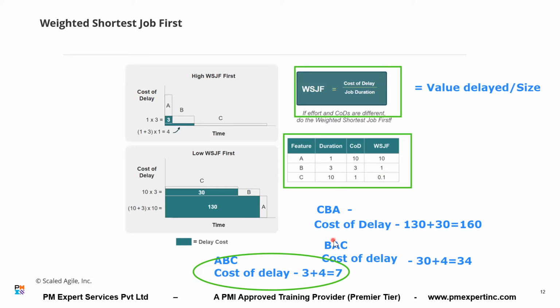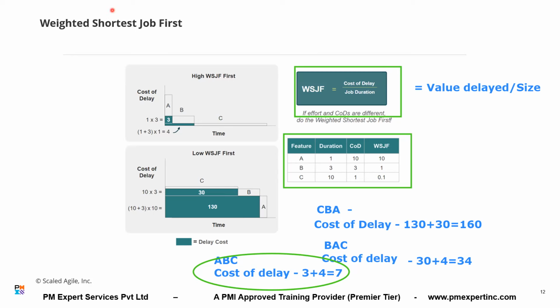Similarly, if I do B, A, and C, the cost of delay is 34. But if I do A, the highest value, first, then B, then C, the cost of delay is only 7. So should I perform the work in this sequence or not? ABC format. Yes, because it is showing less value. This is how we do it.